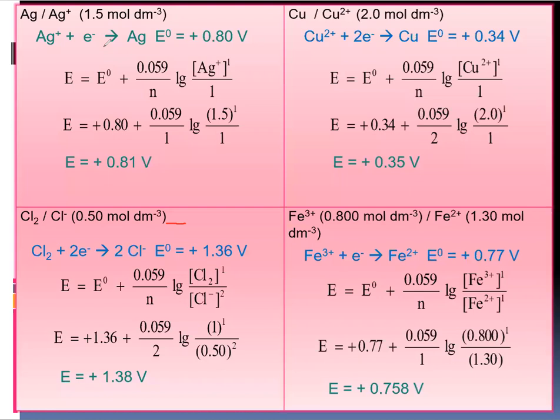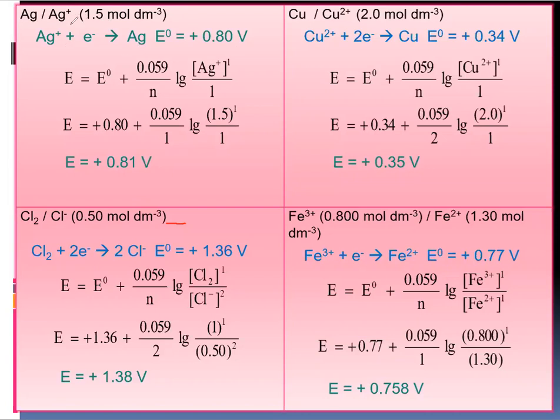In chemistry, whenever you see a square bracket, we are discussing concentration. So let's see some examples. Example number 1, we can see silver ion with a concentration already given to be 1.5 mole per dm cube. The equation for the reaction is this, which is given.